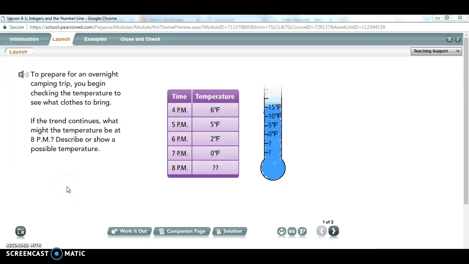We are now moving on to topic 8. So this is 8-1. We're going to be learning about integers and the number line. Here is the launch problem to start.